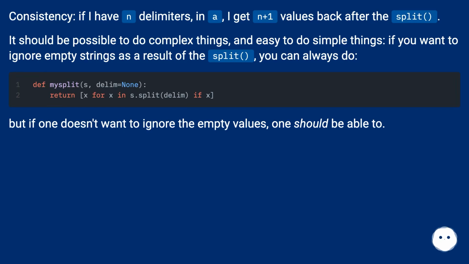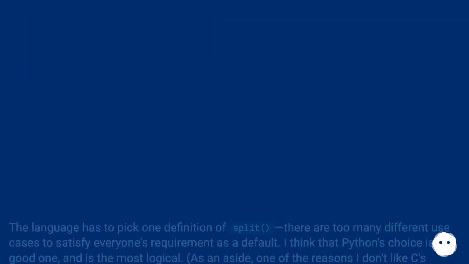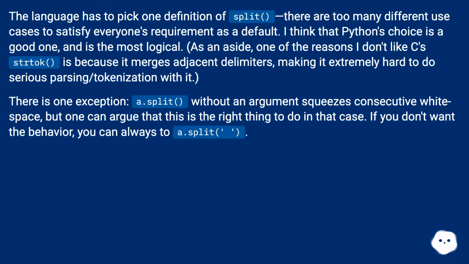If you want to ignore empty strings as a result of the split, you can always do filter. But if one doesn't want to ignore the empty values, one should be able to. The language has to pick one definition of split. There are too many different use cases to satisfy everyone's requirement as a default. I think that Python's choice is a good one, and is the most logical.